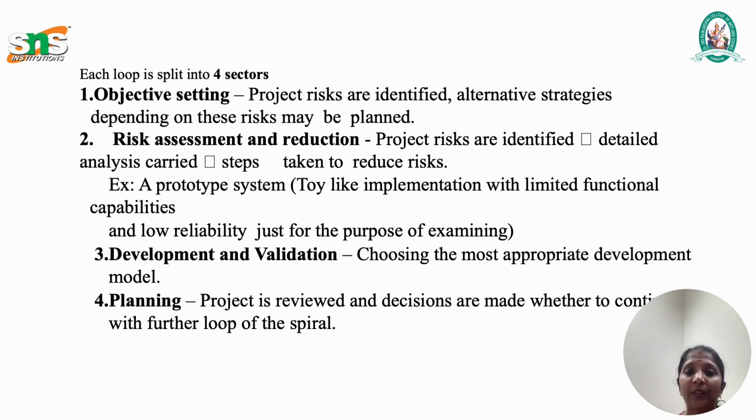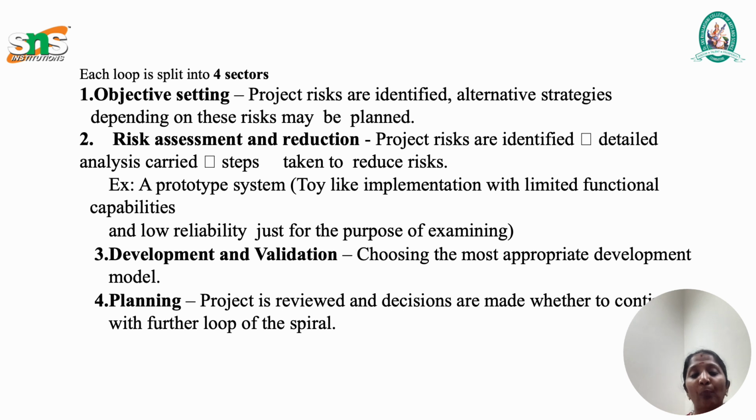The first one is objective setting. Objective setting means we identify the risks and plan the alternative ways to overcome each particular risk. That is a very important one. The second one is risk assessment and reduction. The risks identified in phase 1 are carried out in detail to reduce the risk.